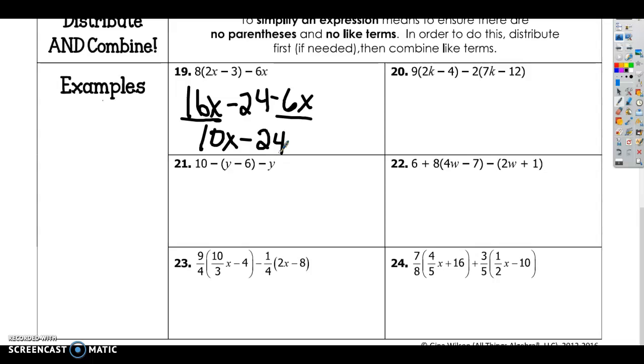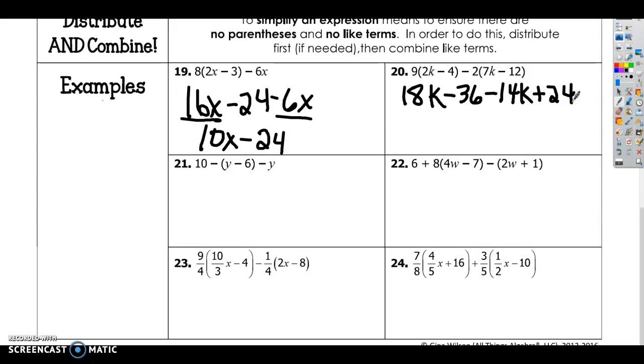All right, number 20, I've got 9 times 2k, 18k, minus 9 times 4, and then I have another set of parentheses, so I'm going to distribute again. So I'm going to do -2 times 7k, and -2 times -12.